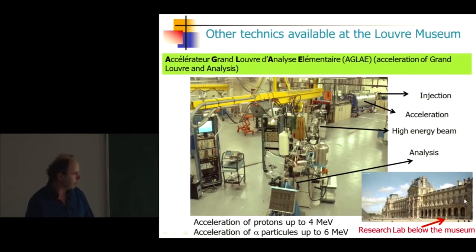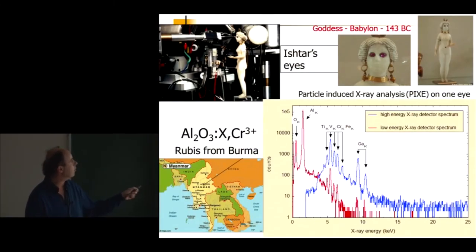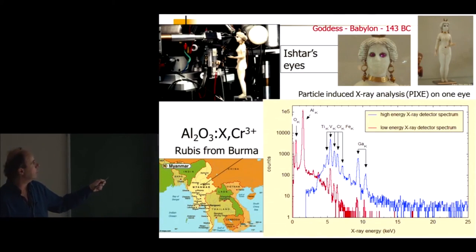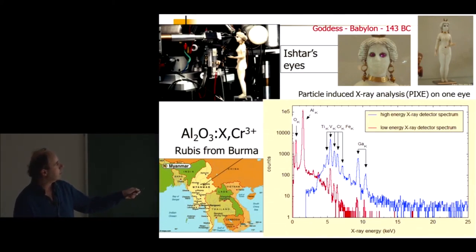In the Louvre, it's not the only way to do thermoluminescence. I want to show you that besides the museum, there is a research lab, and this is another very strong apparatus beside it. The name is Accelerator Grand Louvre, Aglaé. This is another technique of irradiation, by high energy irradiation. For instance, it can be used, if you look at this statue, they wanted to check the origin of the eyes.